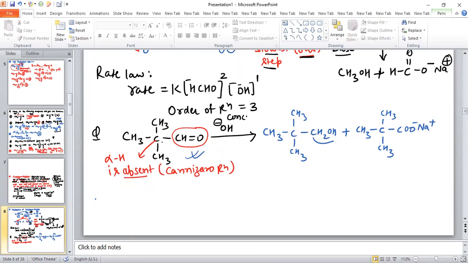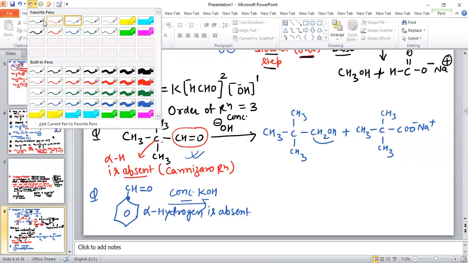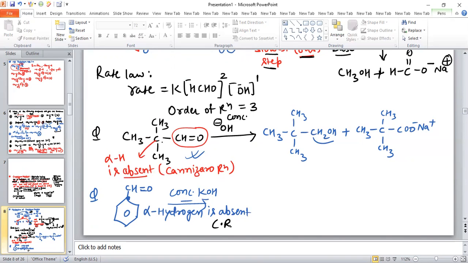Now see another question related to this. The next question: the compound we have is benzaldehyde, that is CH double bond O, and the reaction is with concentrated KOH. Again, because alpha hydrogen is absent, and with concentrated alkali, the Cannizzaro reaction will take place. So which reaction will take place? The Cannizzaro reaction.